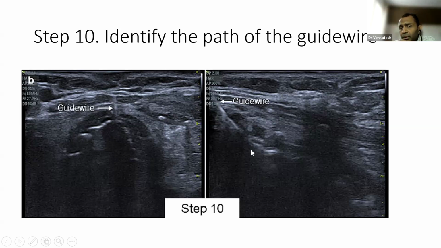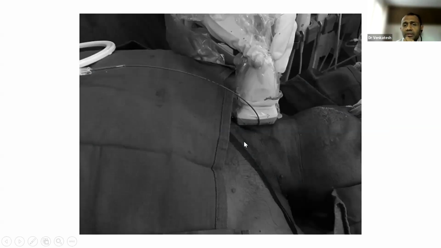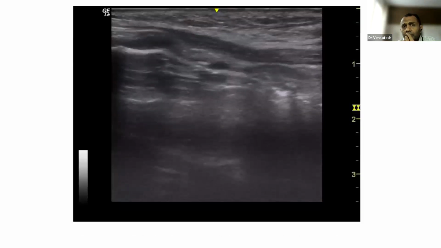Similarly here, the image is not very clear, but you can see in the longitudinal axis that the guide wire is entering, but we will see more images. This is how you scan it in the longitudinal axis. To rotate the probe into the transverse axis, I generally put it below the guide wire so that you can see the entry. And to stabilize the guide wire, you can always put the guide wire holder like this, which will be very helpful on the bedside.